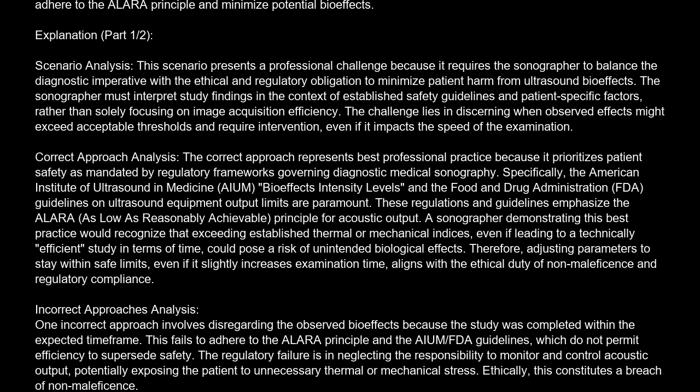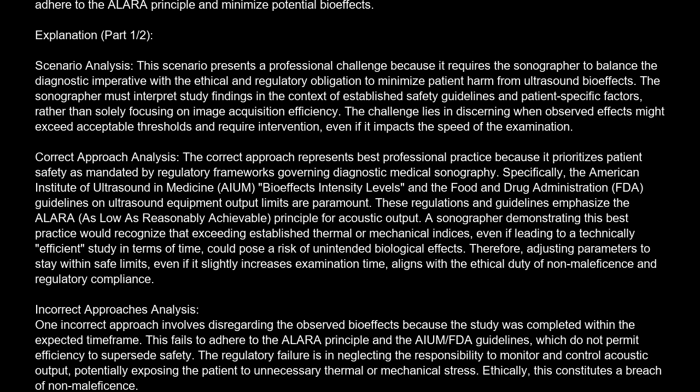Correct answer is B. Adjust acoustic output settings to maintain lower TI and MI values, even if it slightly increases examination time, to adhere to the ALARA principle and minimize potential bioeffects. Explanation. Scenario analysis. This scenario presents a professional challenge because it requires the sonographer to balance the diagnostic imperative with the ethical and regulatory obligation to minimize patient harm from ultrasound bioeffects.